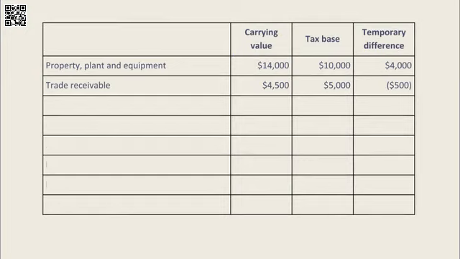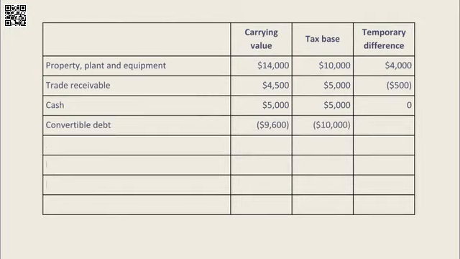In other words, a deferred tax asset based on 500, since when the debt goes bad in the future, we will receive tax relief. There is then the cash balance of 5,000. There is no deferred tax implication of cash, since cash does not generate cash. Therefore, the tax base is simply equal to the accounting carrying value, resulting in a zero temporary difference and no deferred tax.